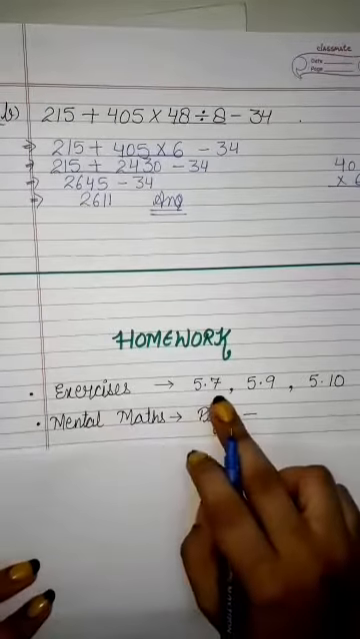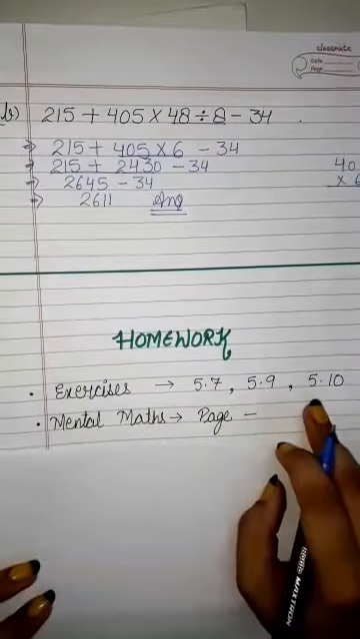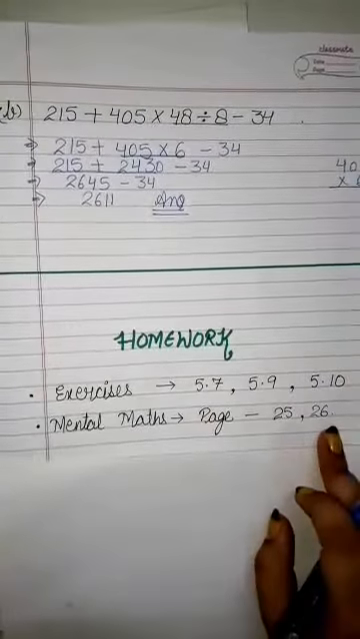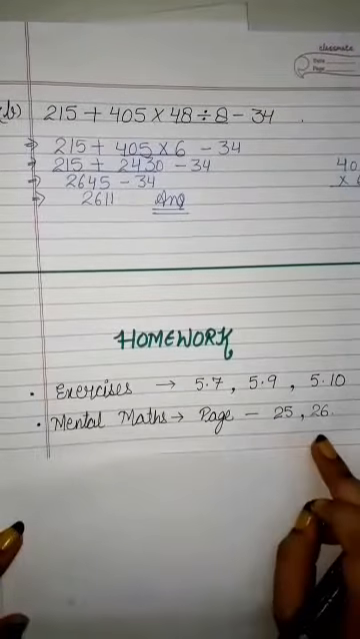So your today's homework is exercises 5.7, 5.9 and 5.10. And 2 pages of mental maths, page number 25 and 26.